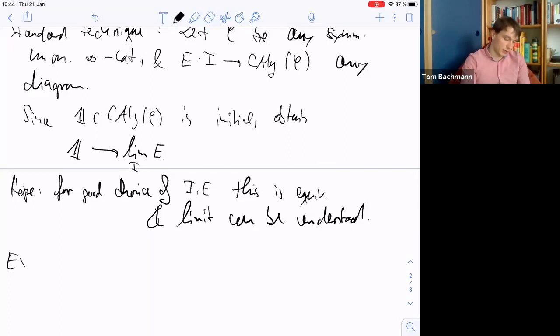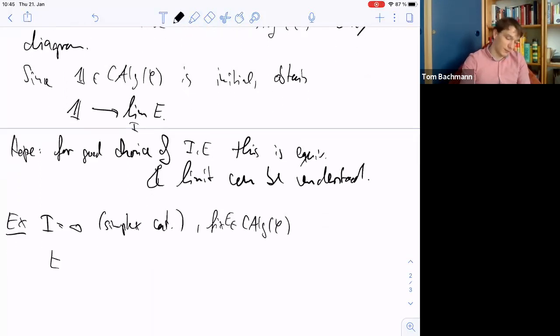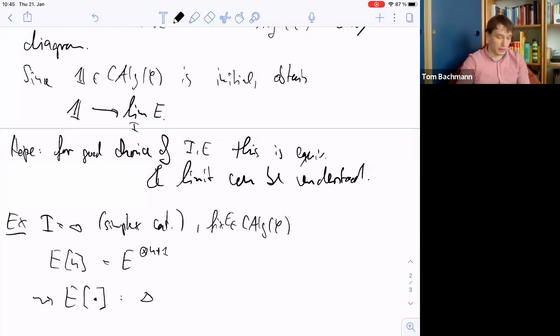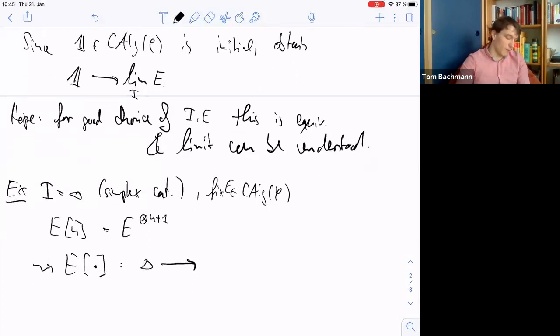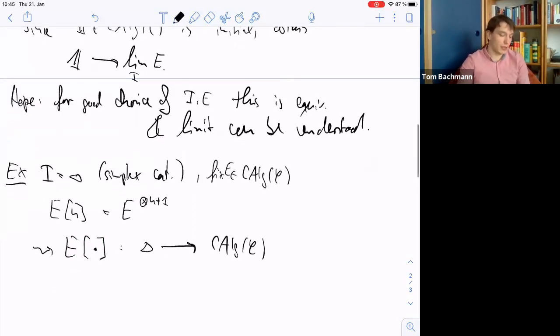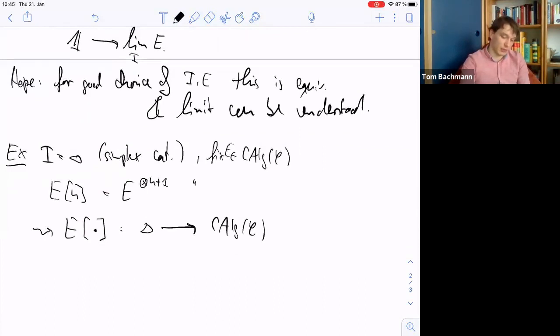So here's the example. I take I to be the simplex category. And then I fix somehow E in CAlg of C. And then you put E_n equals E to the tensor n plus one. Right, and this way you obtain E with some parameter here, and it's going to give you a functor from the simplex category to CAlg of C. And I mean, you have to of course explain what the maps are, but the maps are given by inserting units and by doing various multiplications and so on and so forth. And so this is basically the standard cosimplicial resolution.